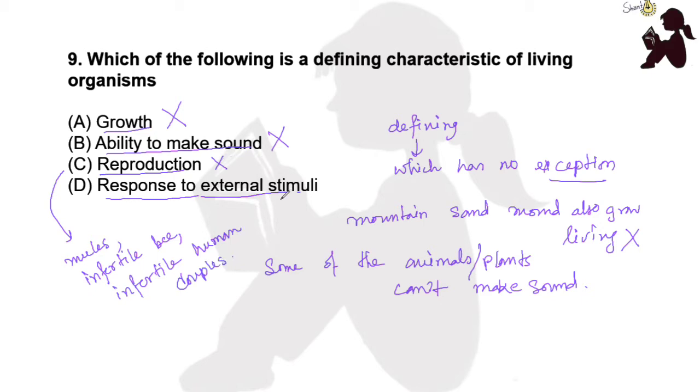Now, response to external stimuli is the defining feature of life because this has no exception. Plants, animals, and all the living organisms respond to the external stimuli. So here the correct answer is option D. Okay. Now let's move forward.